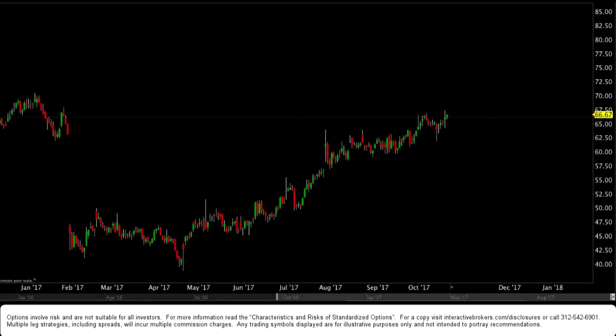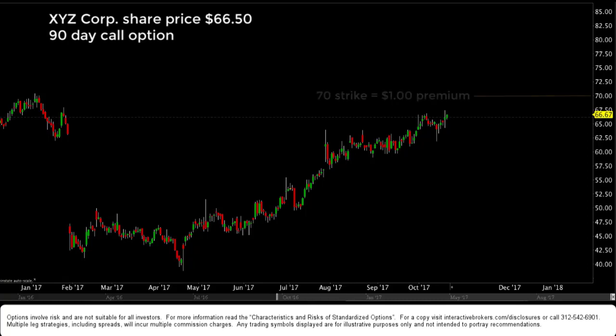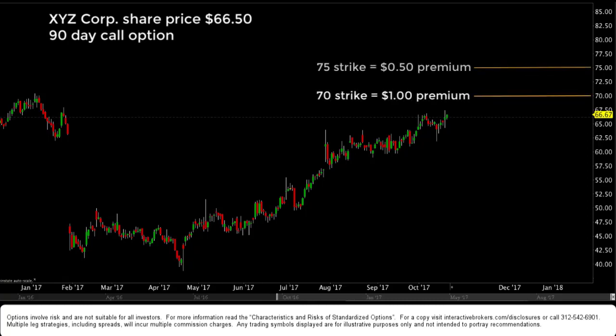In order to increase the likelihood of being profitable, some investors use spreads to reduce the impact of premiums on P&L. Let's walk through a theoretical example to make the point. Let's assume that shares in company XYZ are trading at $66.50 and that a 90-day call option with a strike of $70 costs $1 premium, and that a call option with a strike price of $75 at the same expiration costs 50 cents. It is important to note that multiple leg strategies, including spreads, will incur multiple commission charges.